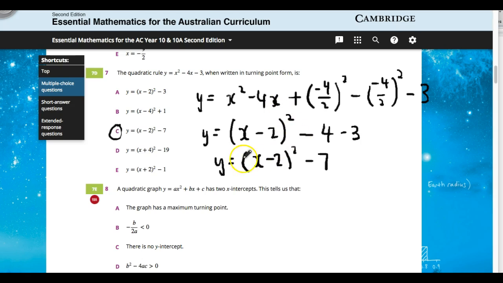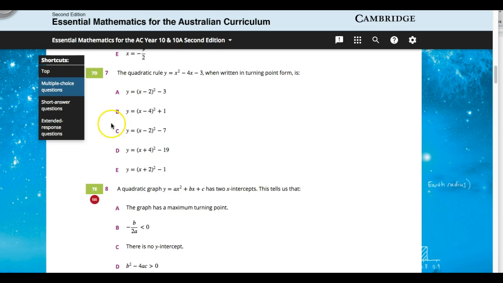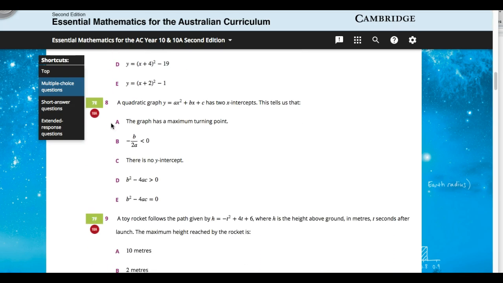If you want to, again, you can easily expand this and check it to get that. That's something you probably would want to leave until the end of the test, just in case you don't have time to answer other questions.